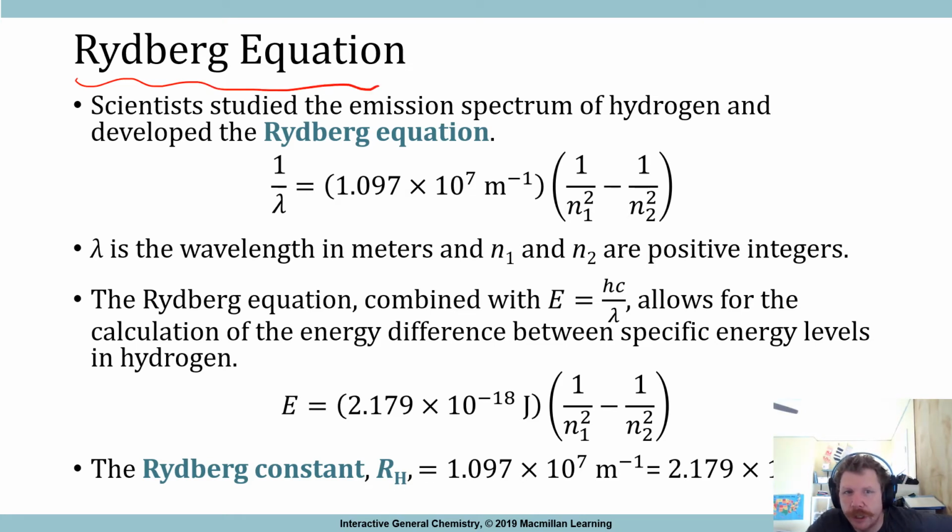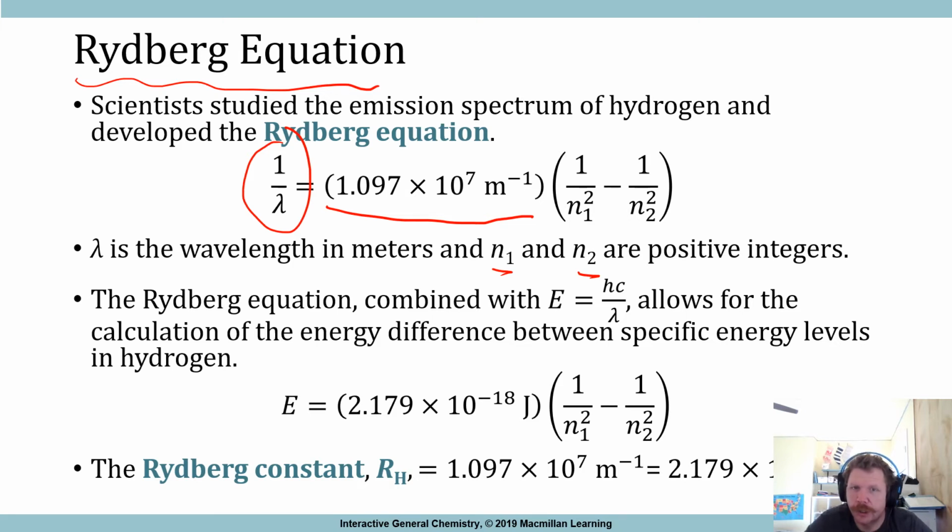The Rydberg equation is as follows. 1 over lambda, the wavelength of light, is equal to the Rydberg constant, 1.097 times 10 to the 7th inverse meters, times 1 over n sub 1 squared minus 1 over n sub 2 squared. Now, lambda is the wavelength in meters, and n1 and n2 are positive integers.